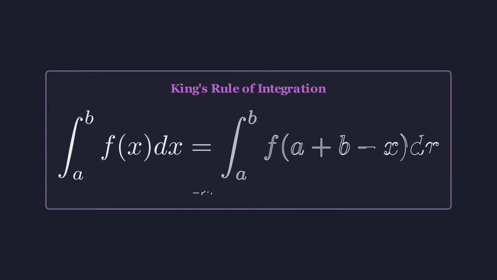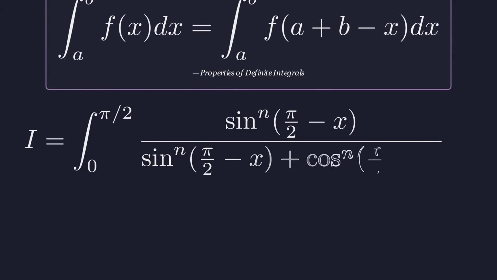The rule states that for any definite integral from a to b, its value is unchanged if we replace every x in the function with the sum of the limits, a plus b minus x. Let's apply this rule to our integral. Here, a is 0 and b is pi over 2. So we'll replace every instance of x with pi over 2 minus x. Applying the rule gives us this new expression for I.